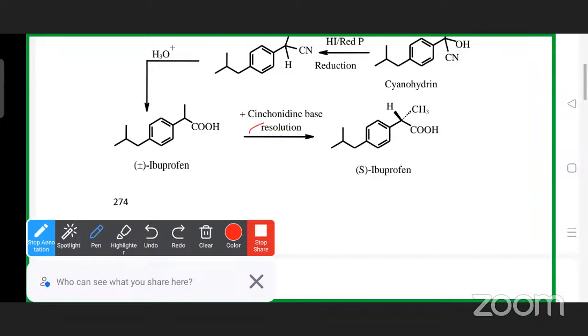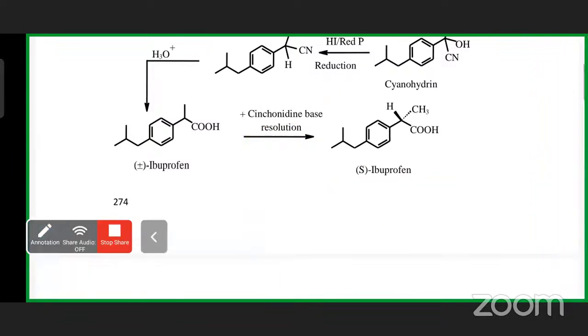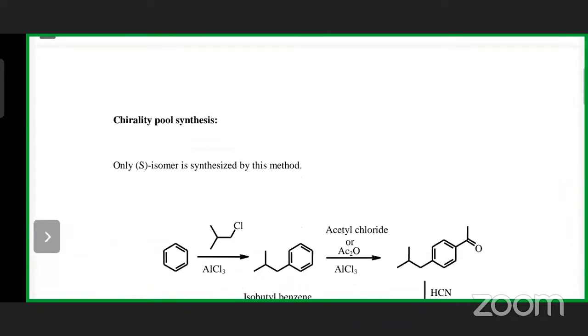So by doing the resolution technique in the presence of cinchonidine base, when you do the resolution, meaning separation, both the S isomer and R isomer will be separated. But we need only the S isomer. So you take this S isomer and you can discard your R isomer here. So that is your conventional or classical method for the synthesis of ibuprofen.